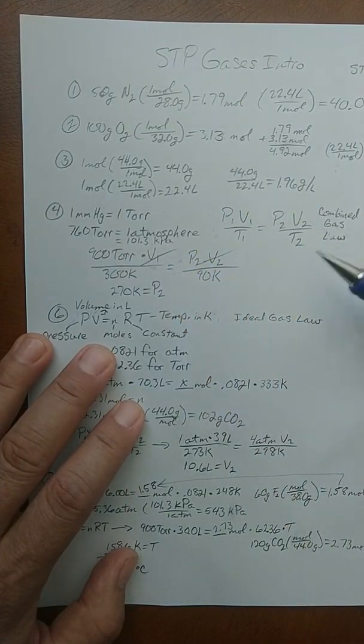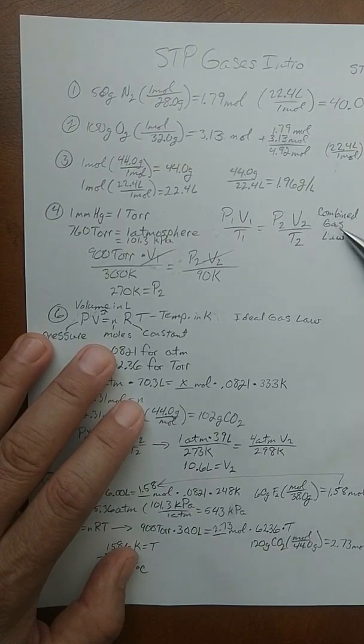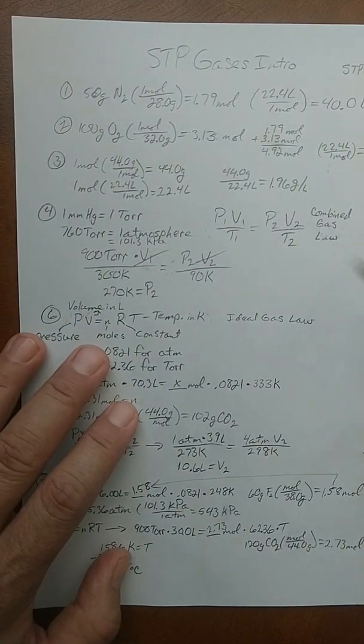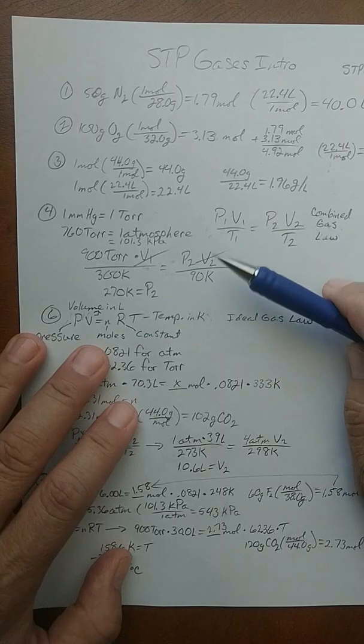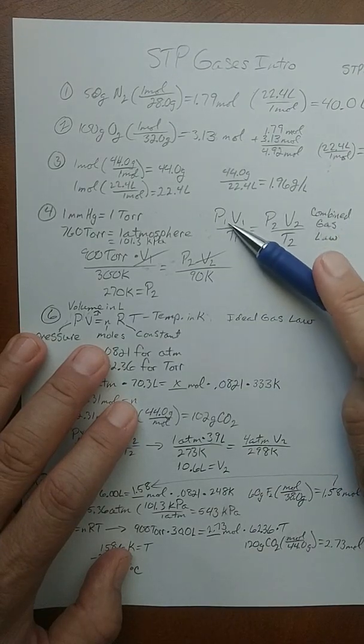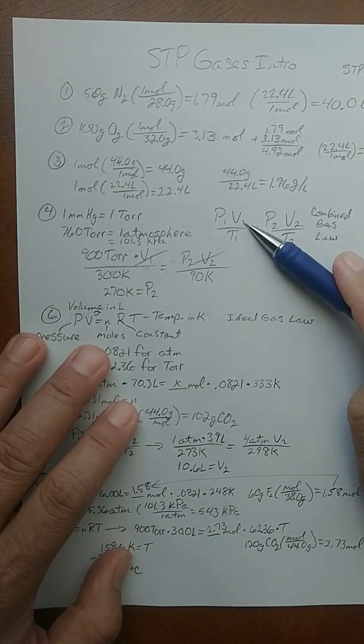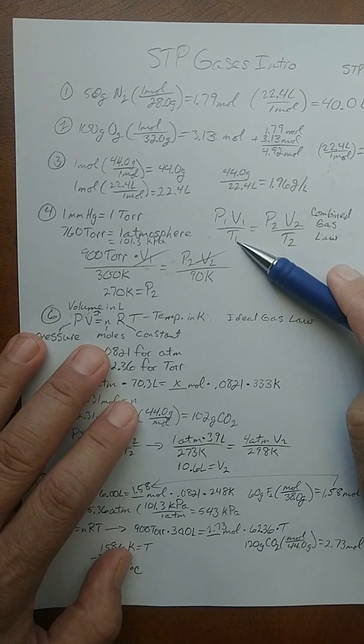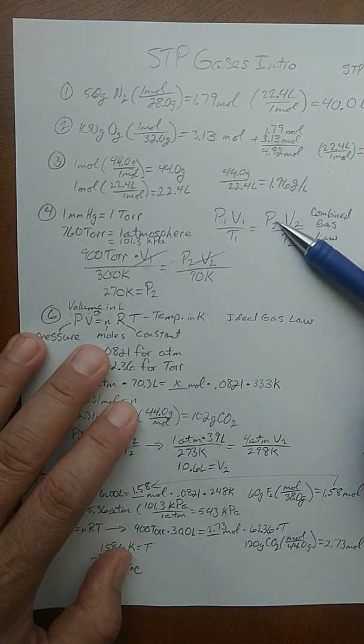So, here's our combined gas law formula. If you take a gas and you have a pressure of the first situation, and a volume of the first situation, and a temperature of the first situation, this times this divided by that will be equal to the new pressure times the new volume divided by the new temperature.